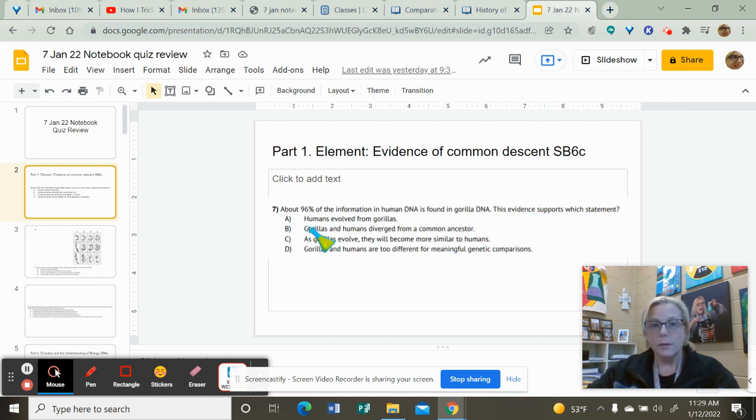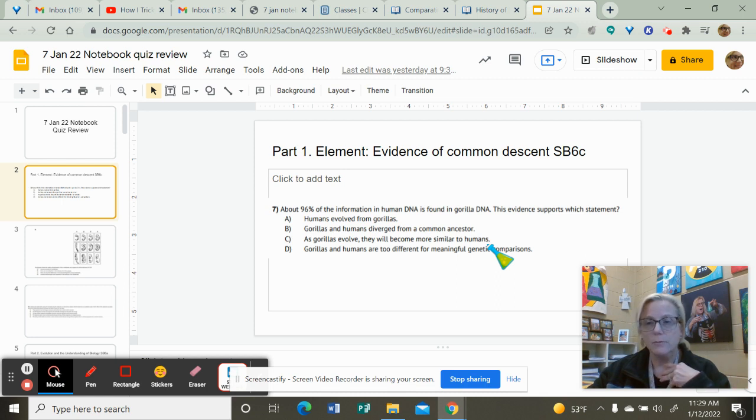So if we look, humans evolved from gorillas. No biology teacher or scientist that knows anything is going to say that a human just popped out of a gorilla one day. We're not saying that, and I've never said that in class. We look at this answer C: as gorillas evolve, they will become more similar to humans. We haven't made that statement.